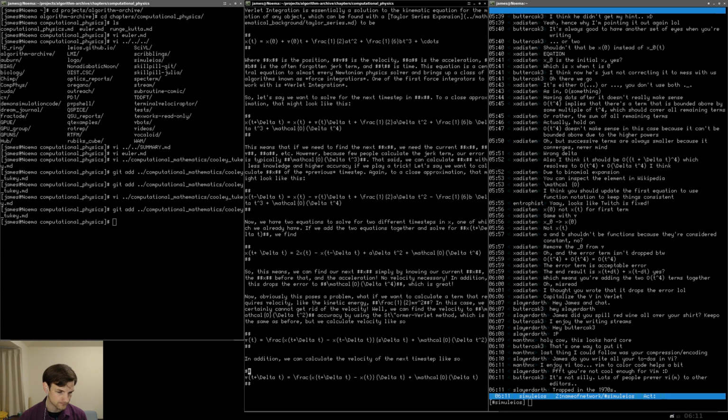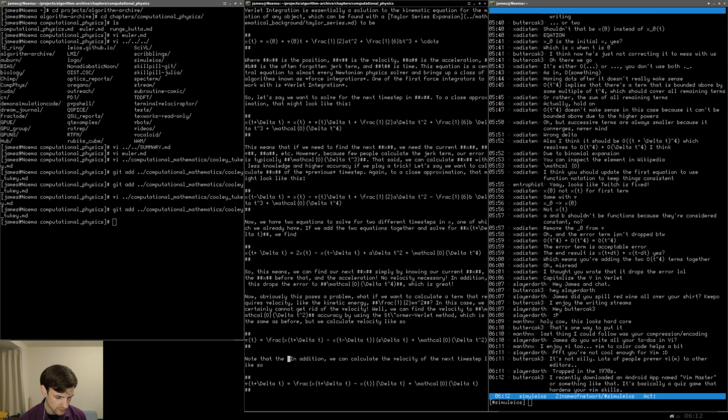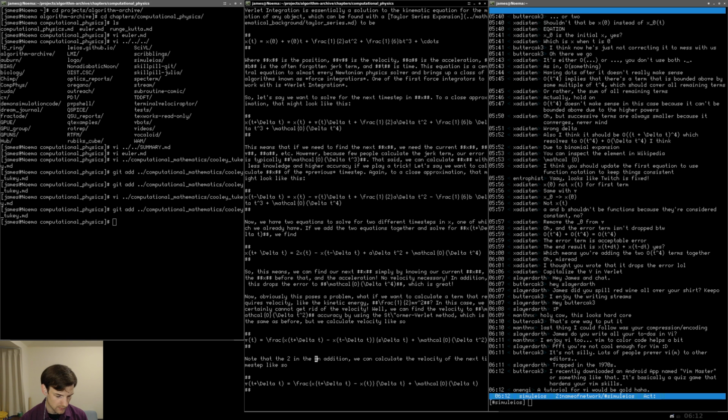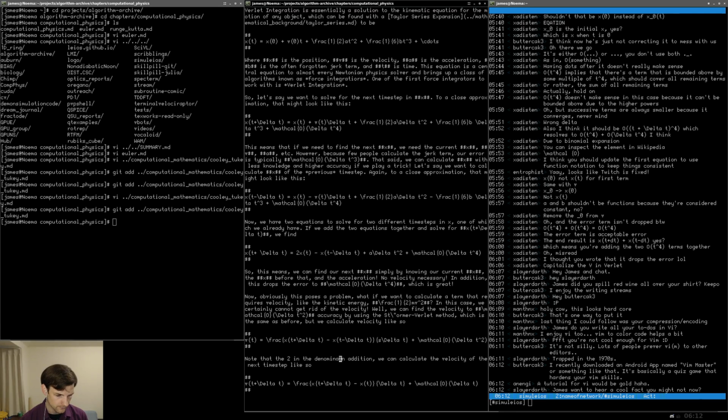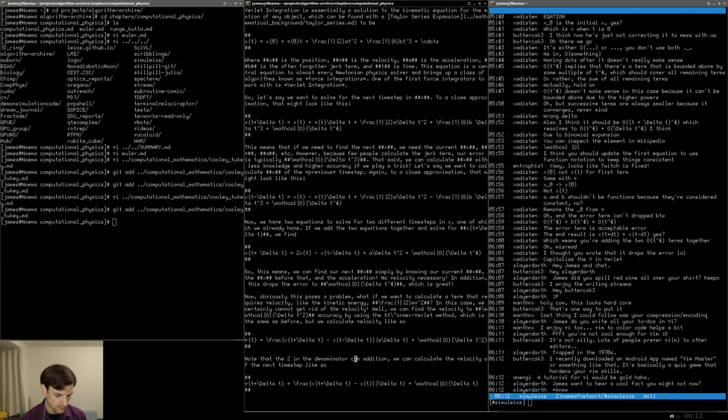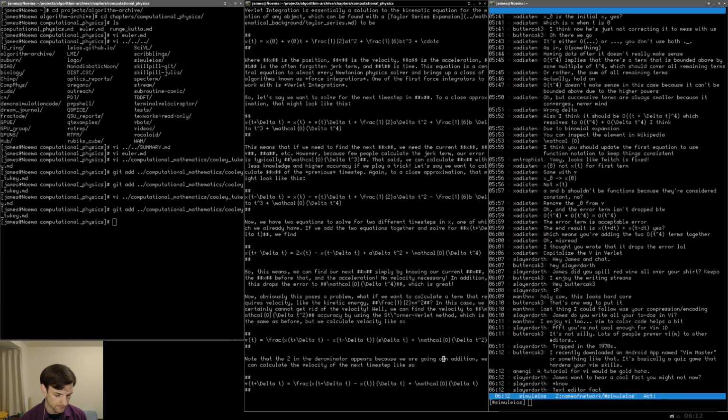Note. I'm going to put something here because it's not exactly obvious. Note that the 2 in the denominator appears because we are going over 2 time steps. It's essentially solving.